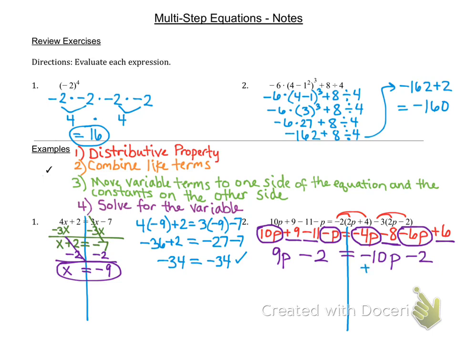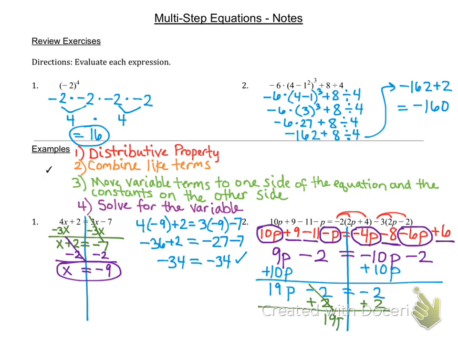So the opposite of negative 10p is a positive 10p. So I'm going to add 10p to both sides. So now we have 19p minus 2 is equal to negative 2. Next, we're going to continue to isolate the variable by adding 2 on both sides of the equation. Negative 2 plus 2 is 0, so that cancels. Now we have 19p is equal to negative 2 plus 2, which is also 0.